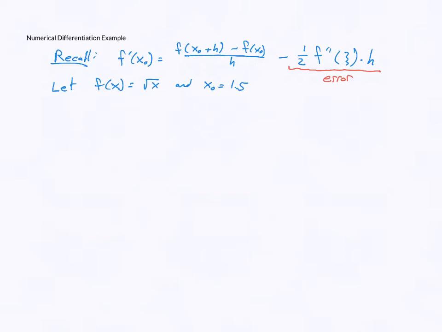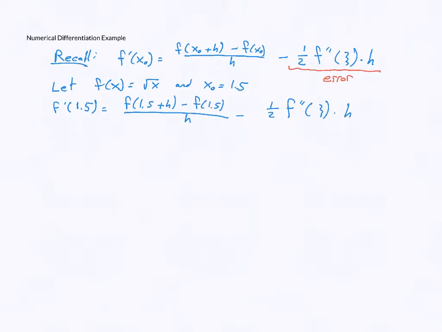So for that, I'm going to have the derivative at 1.5 equal to f of 1.5 plus h minus f of 1.5 divided by h, minus the error, 1/2 of the second derivative at psi times h.